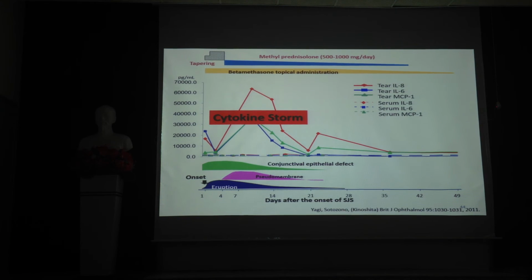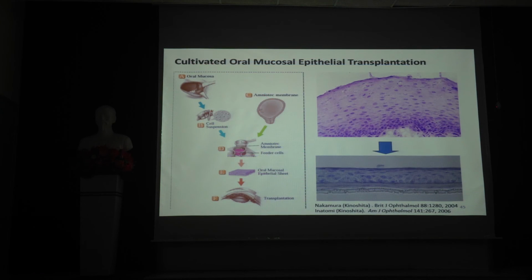So somehow we have to avoid that. What about the scar stage of Stevens-Johnson syndrome? We've been doing cultivated oral mucosal epithelial transplantation. I don't want to say this is the best, but at least surgically we could do something for Stevens-Johnson syndrome. Because in Stevens-Johnson syndrome, the patient has a kind of innate immunity abnormality.